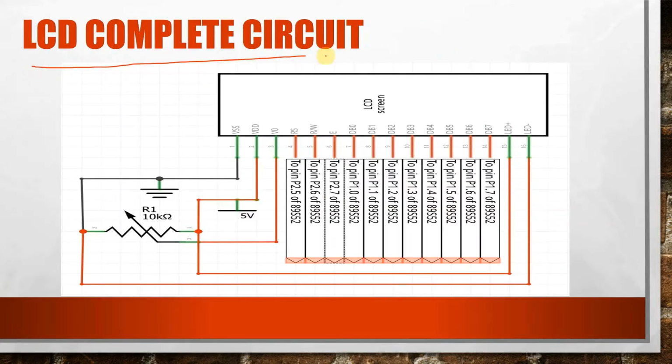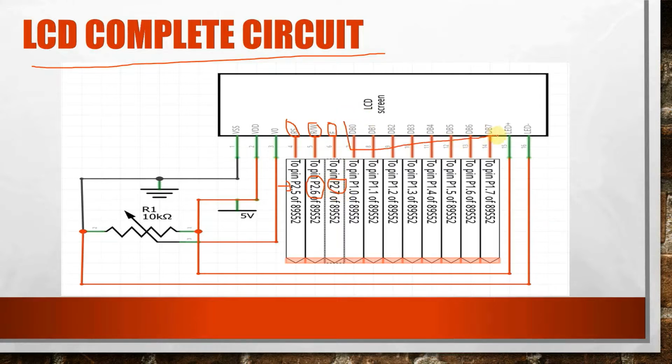The LCD complete circuit diagram with 89S52. Pin number 1 is connected to ground, pin number 2 is connected to VCC, pin number 3 is connected to the variable power supply through a potentiometer. Pin number 4, that is RS, is connected to P2.5. Similarly, RW is connected to P2.6. The enable pin is connected to P2.7.